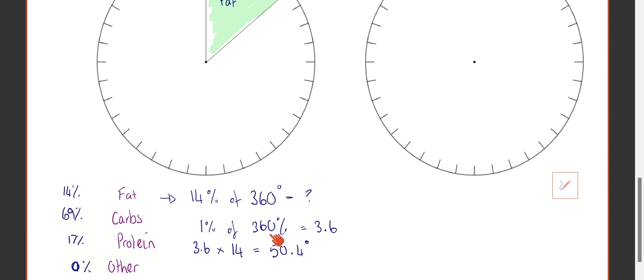So this time I'm going to do what is 69% of 360 degrees. I already know that 1% is 3.6. So we're going to do 69 times 3.6, which is 248.4. So should we just go with 248 degrees?